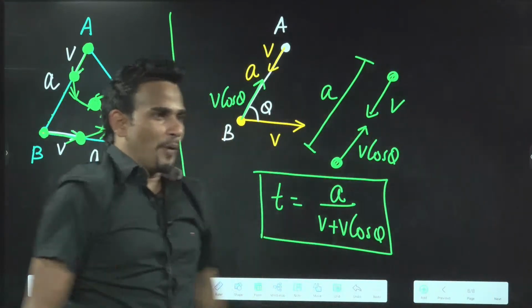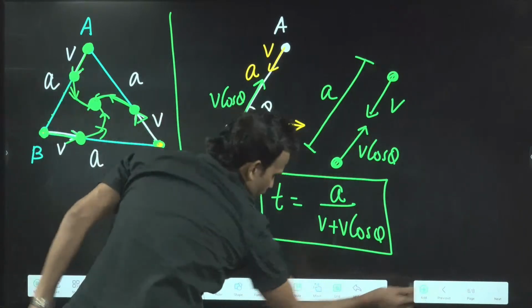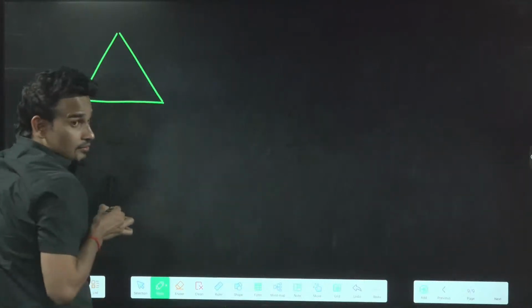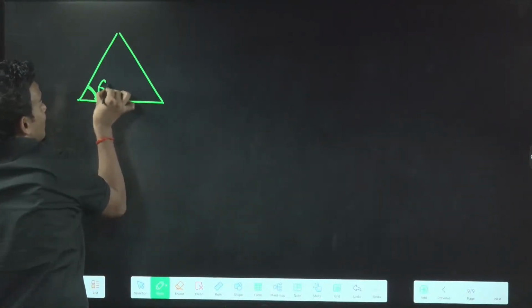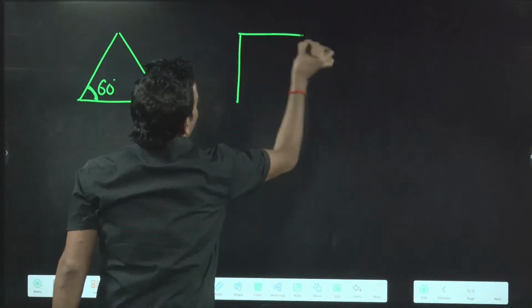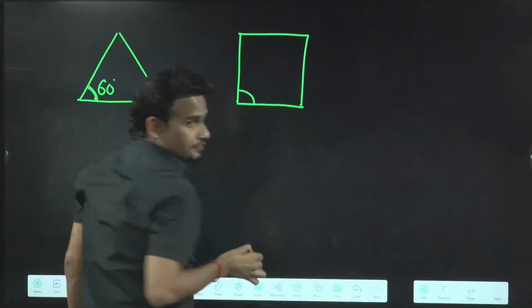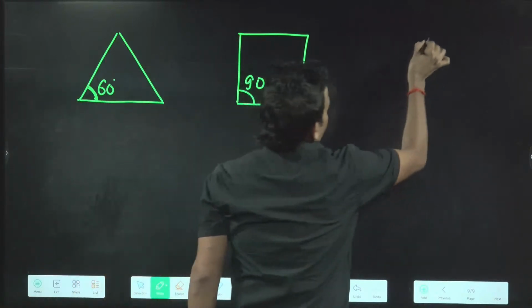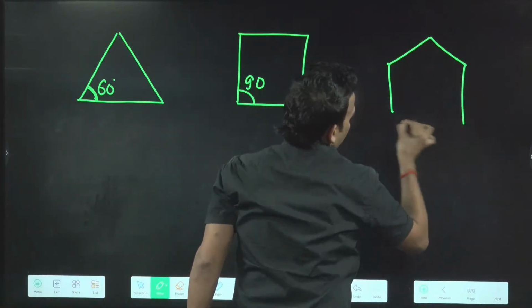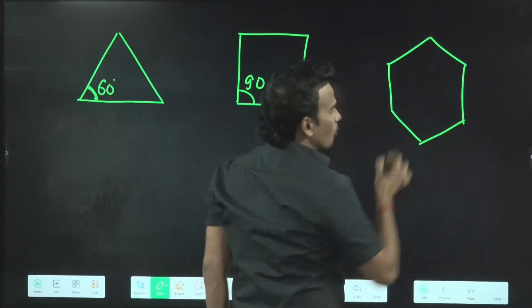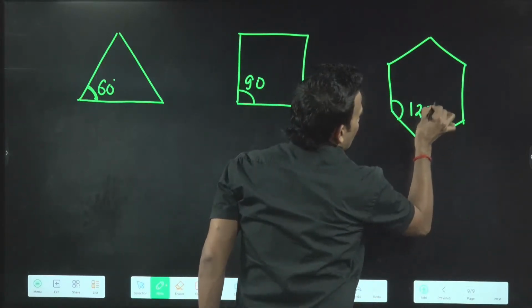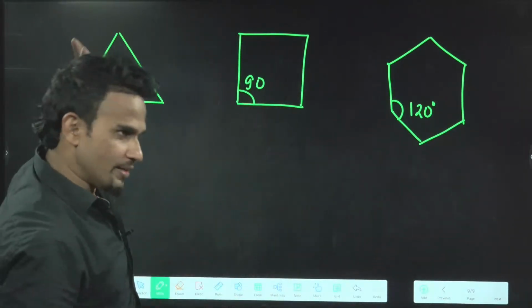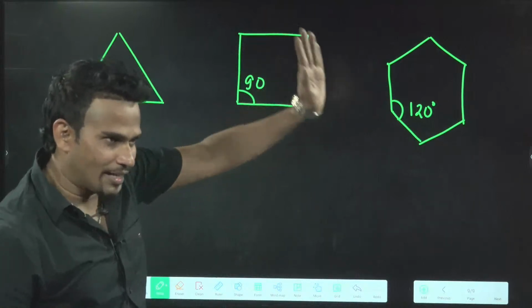No problem. Now, if you understood this, tell me for these three situations what is the time taken. In a triangle, what is the angle? 60 degrees. In a square, what is the angle? 90 degrees. Very good. Hexagon, what is the angle? 120 degrees. Last one, pentagon. What is the angle in a pentagon?